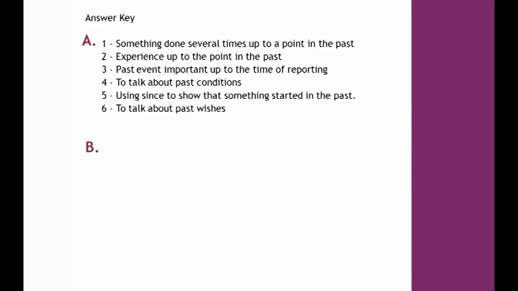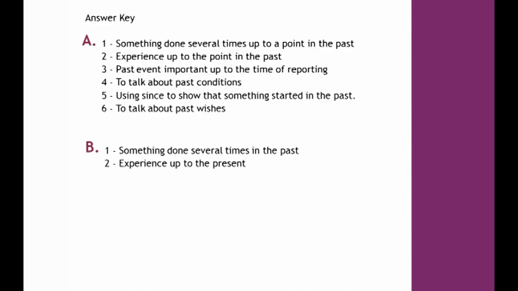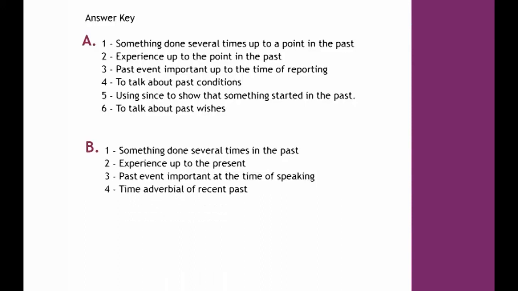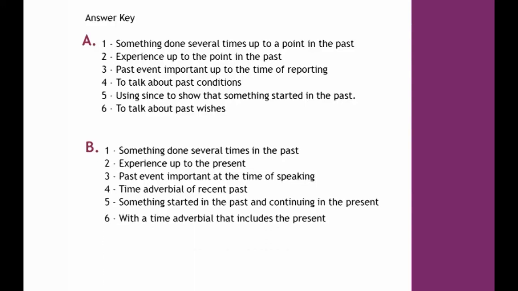Okay, for set B. Number 1, the reason is something done several times in the past. Number 2, experience up to the present. Number 3, past event important at the time of speaking. Fourth reason, the reason for the fourth sentence is it has time adverbial of recent past. And then the reason for number 5 is it is something started in the past and continuing in the present. For sentence number 6, with the time adverbial that includes the present.